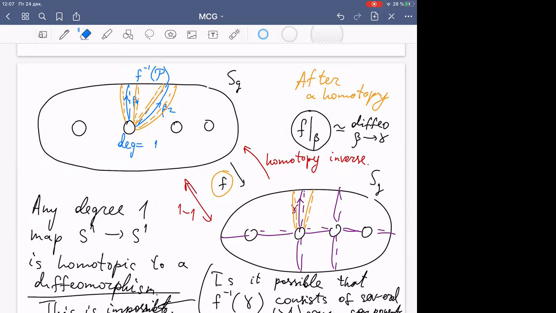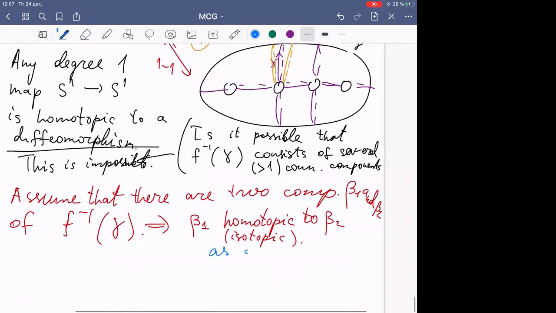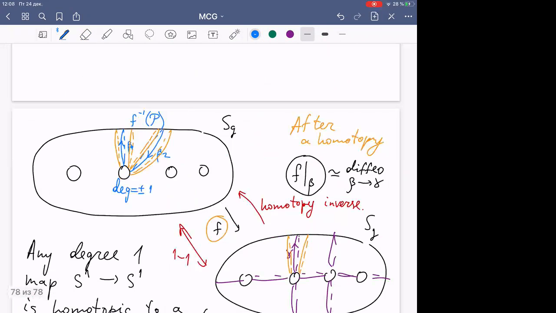So the picture is like that, not like that. Oh, sorry. I would like to say that this picture is impossible. These two curves, beta 1 and beta 2, are not homotopic to each other as oriented curves. So this is not possible, since they must be homotopic to each other as oriented curves. So indeed, the picture is like that. Okay.